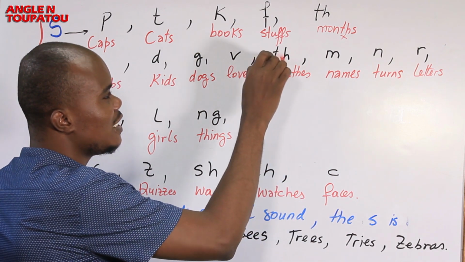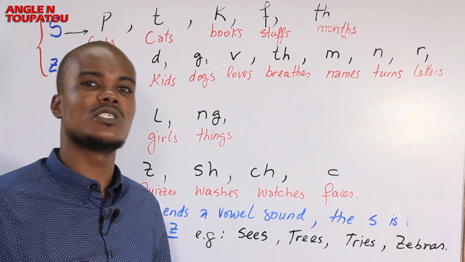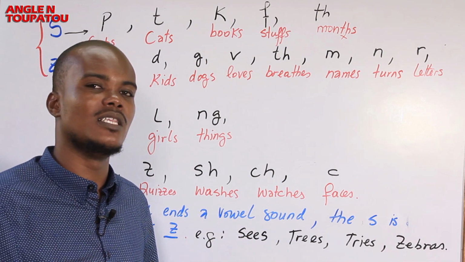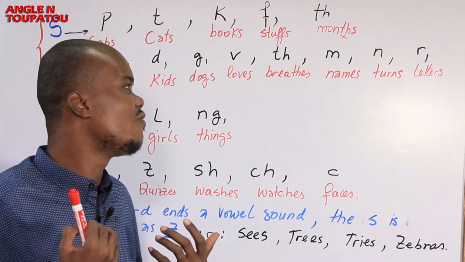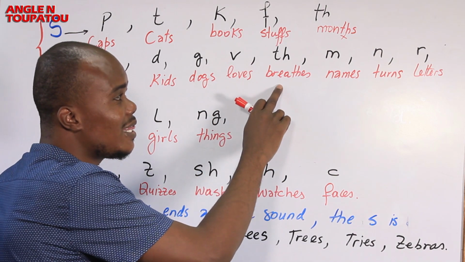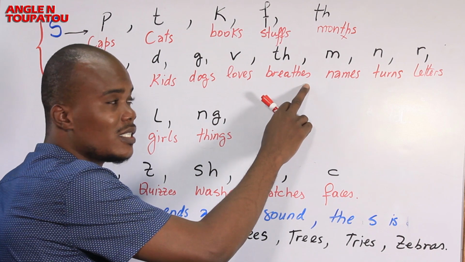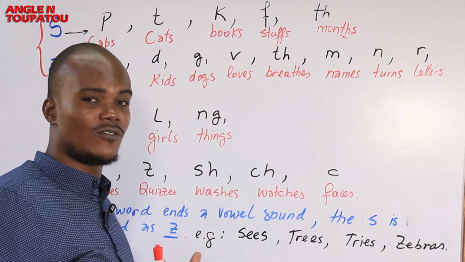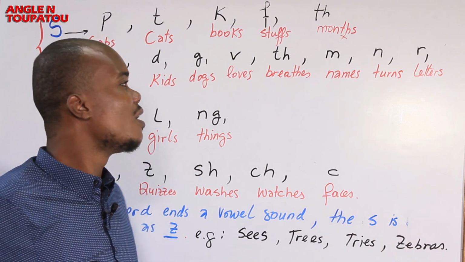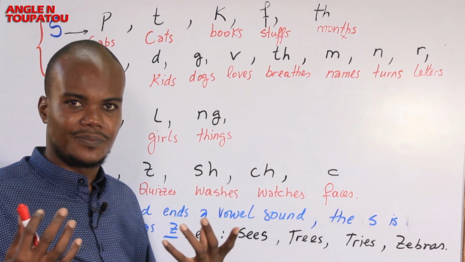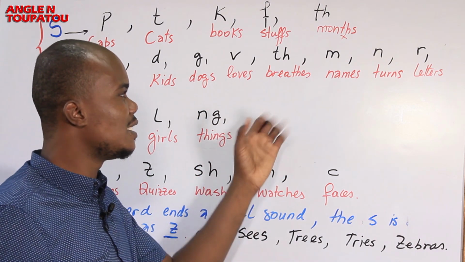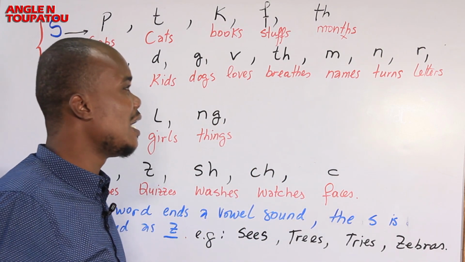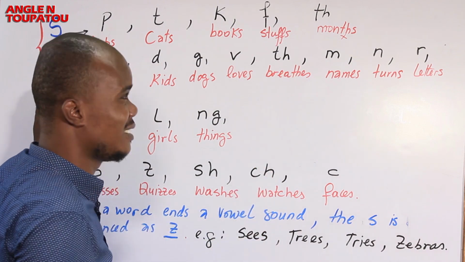And when I have TH again, now I have voiced TH. That means this TH has a vibration. It vibrates. You say breathe, breathes, breathes, breathes. It's really difficult to pronounce, breathes. Okay, to breathe. The verb breathes. Because we have TH with vibration, the S is pronounced as a Z sound.